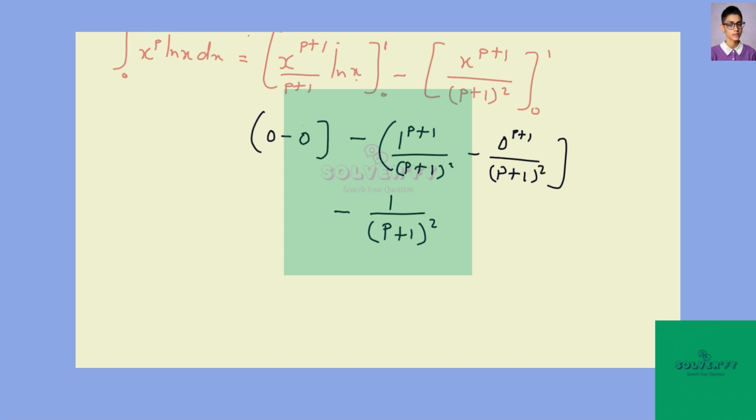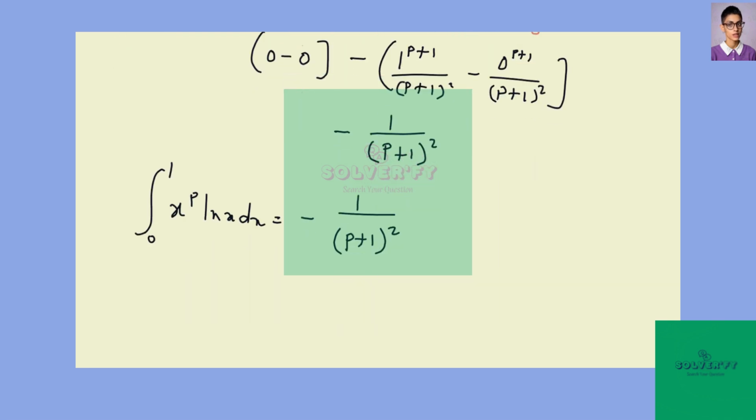So the integral from 0 to 1 of x to the power p ln x dx finally equals negative 1 on p plus 1 squared. So the whole of this converges when p is greater than negative 1. If p is greater than negative 1, then the whole of this will converge.